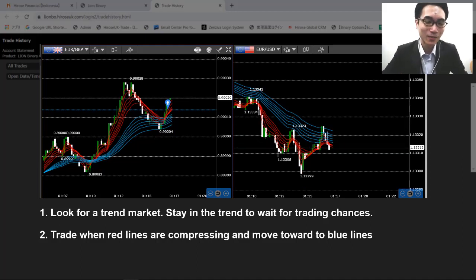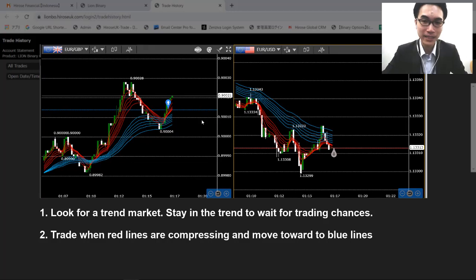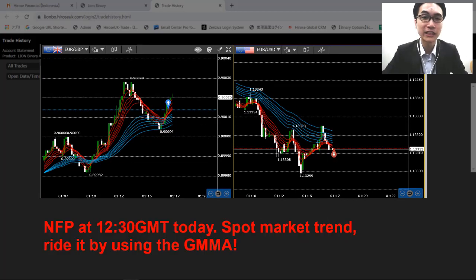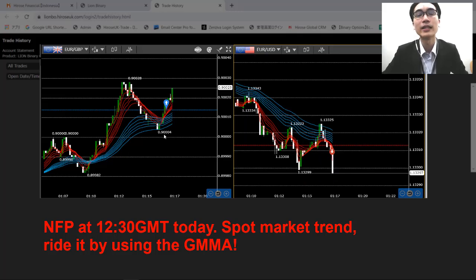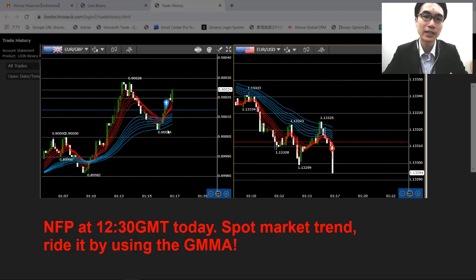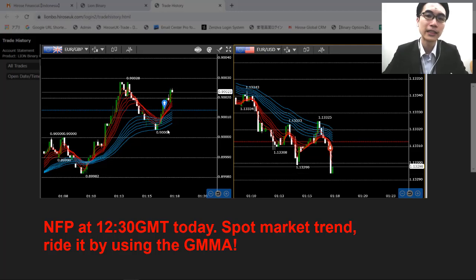So NFP today is at 12:30 GMT. Make sure you deposit before the NFP release, so you can make a lot of trades when the trend forms after the NFP. So make sure to use GMMA for NFP at 12:30 GMT for profit taking.